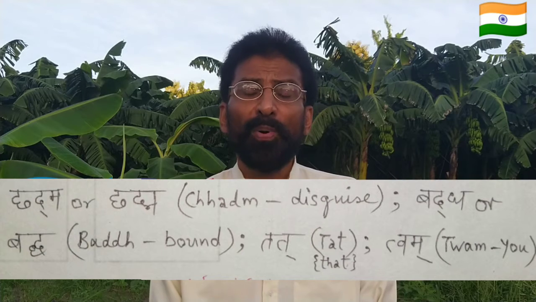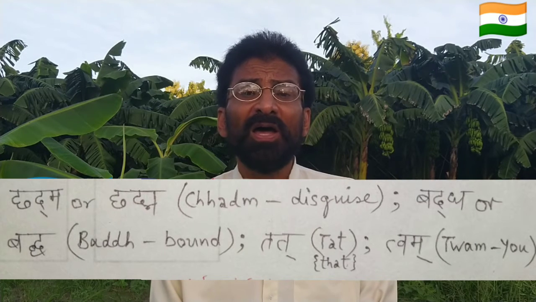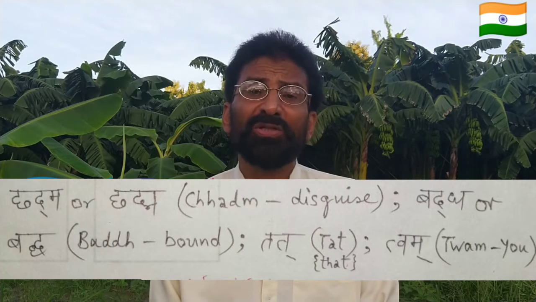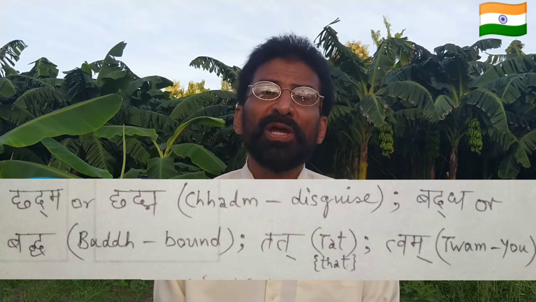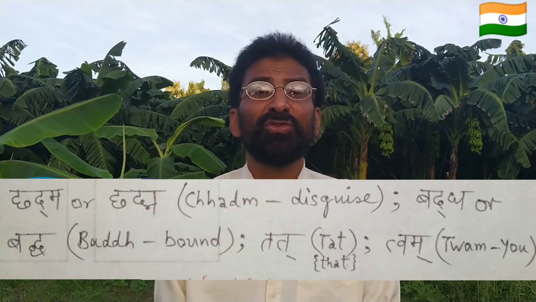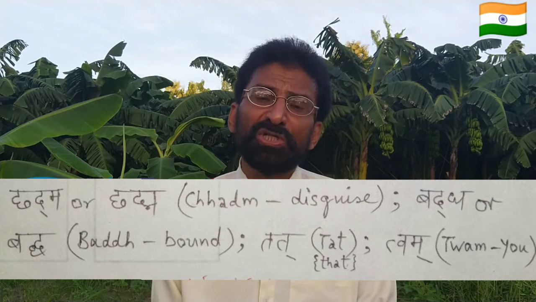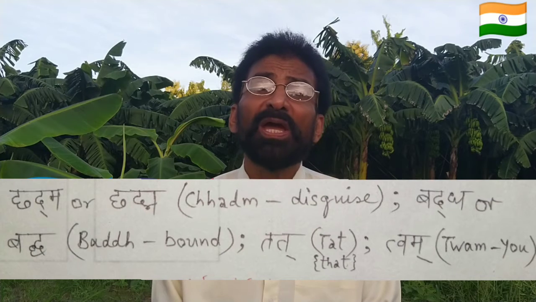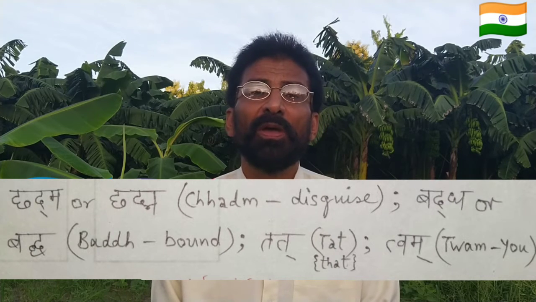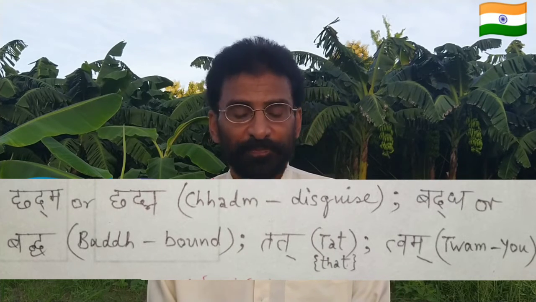Badh, ba, and then half da, and then dha, badh. Da is half. So what we can do, we can put a halant underneath da, and then write the next consonant dha, so it becomes badh. But we can write these two words another way as well.